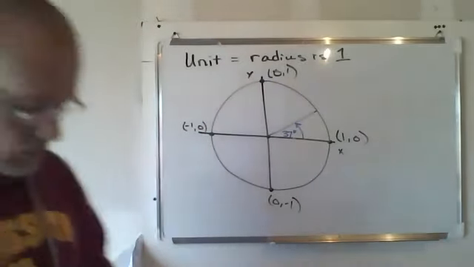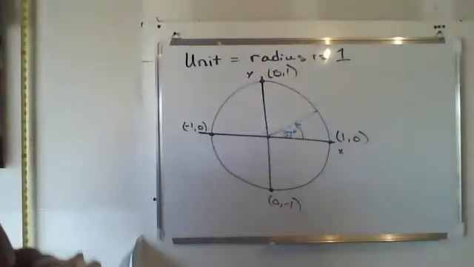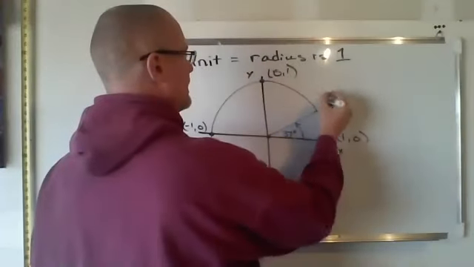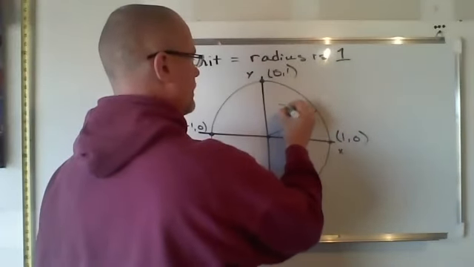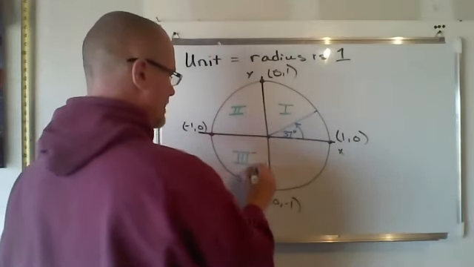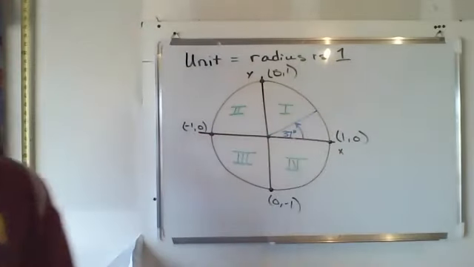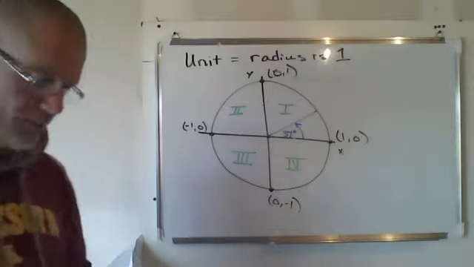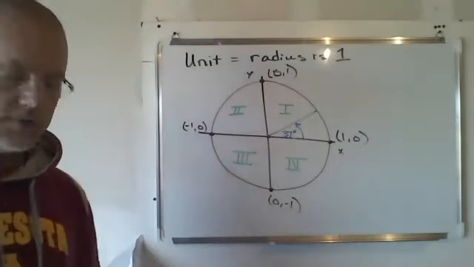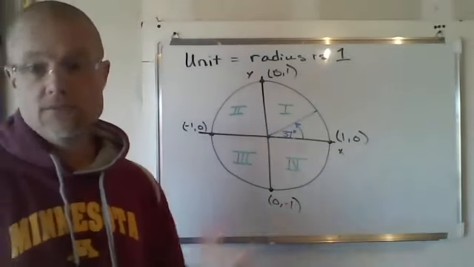If I wanted to spin it further, let's say I wanted to go into another quadrant, how far would I have to spin to get into quadrant 2? Remember, this right here is quadrant 1, this is quadrant 2, this is quadrant 3, and this is quadrant 4. Those are the 4 quadrants of the coordinate plane. If we talk about degrees, how far do I need to spin to get into quadrant 2?